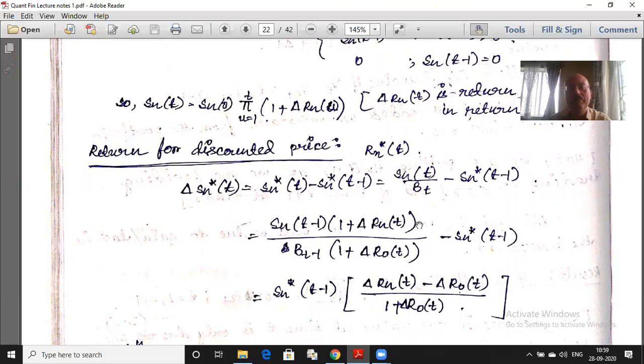Okay, so Rn star I have to define in a roundabout way. Let me first look at delta Sn star. Delta Sn star I can write like this: Sn by B minus Sn star T minus 1. Why am I doing that? Because I want to introduce this delta Rn symbol here, so that I can factor out Sn star. But when I factor out Sn star, what I get inside is slightly more complicated. It is delta Rn minus delta R0 by 1 plus delta R0. And this then actually works as my definition for the discounted return Rn star.